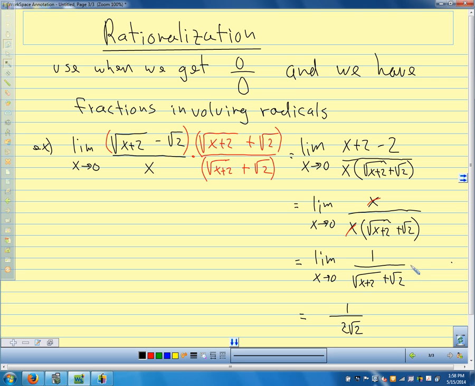This would be, when I plug in 0 for x, I get 1 over the square root of 0 plus 2, square root of 2, plus square root of 2. And square root of 2 plus square root of 2 is 2 square root of 2.